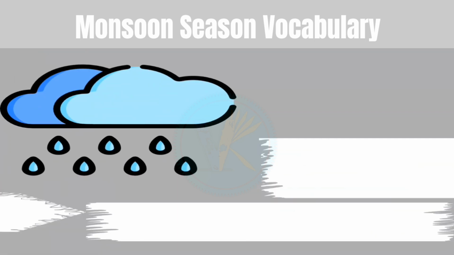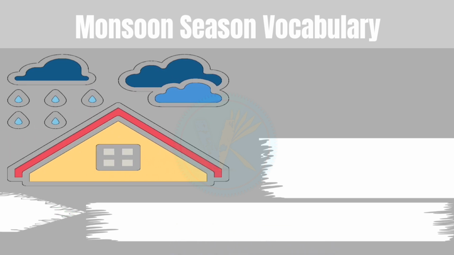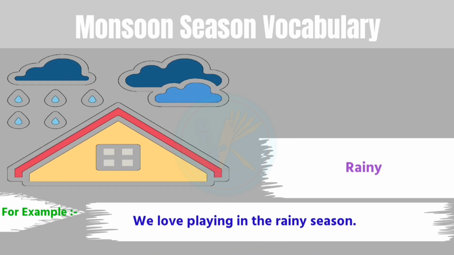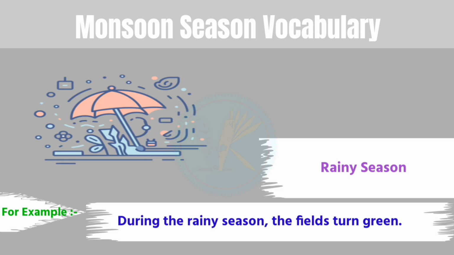The first word is rain. Rain. For example, look, it's raining outside. Next, rainy. Rainy. For example, we love playing in the rainy season. Next, rainy season. Rainy season. For example, during the rainy season, the fields turn green.